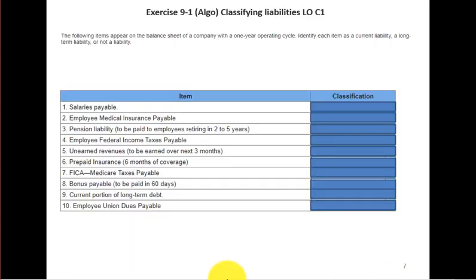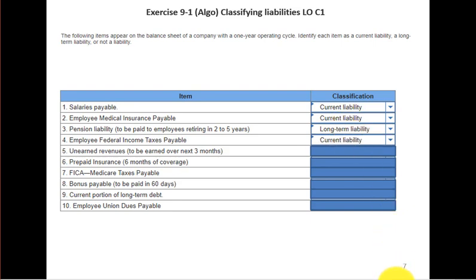Now let's take a look at our problem here. Classifying these liabilities as either current or long-term or not a liability. So looks like we'll go through, and salaries payable would be current liability, employee medical insurance payable, current liability, pension liability to be paid to employees retiring in 2 to 5 years. That's a long-term liability. Current liability for employee federal withholding. Looks like unearned revenues to be earned over the next 3 months. Well, that's less than a year, so it's going to be current liability.